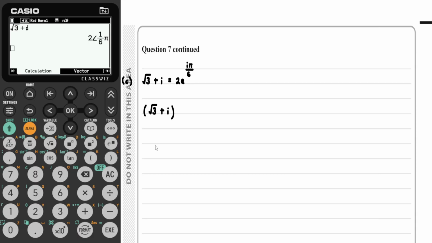And so now, when we deal with root 3 plus i to the 6, this is the same as raising 2e to the i pi over 6 to the 6th power. So what we have here is 2 to the power of 6 multiplied by e to the i pi, and that's because i pi over 6 times 6 is just i pi. 2 to the 6, that's 64, and e to the i pi, that's negative 1. So we have 64 times negative 1, which is negative 64.